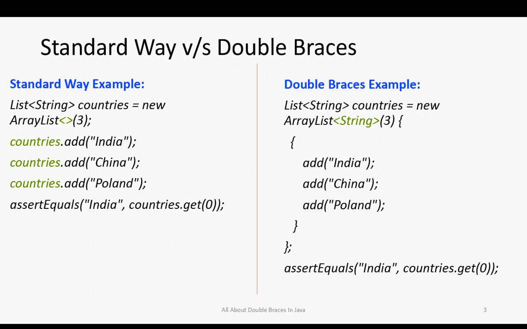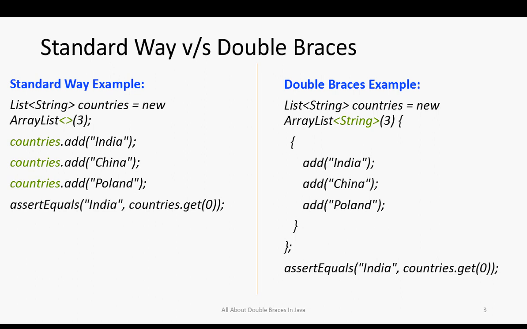Let's quickly look at the standard way of instantiating and initializing an object. On the left hand side, we are creating an instance of ArrayList with the capacity of 3. And notice that in green we have used the diamond operator, which is present as of Java 7. Then, using the instance of list, we are adding 3 elements, and then we are doing the normal assert.